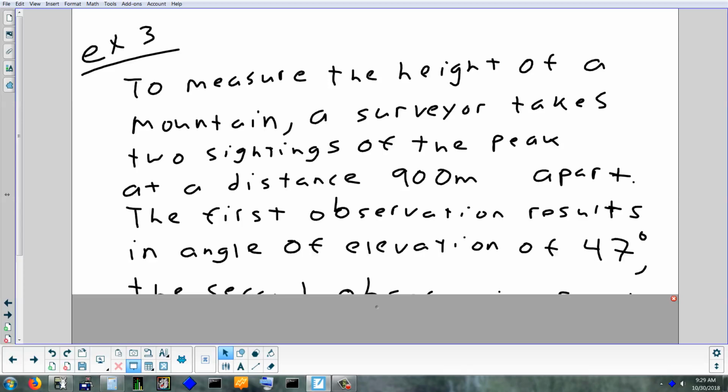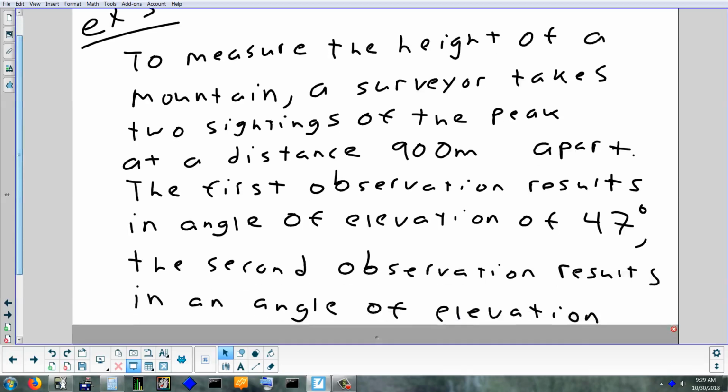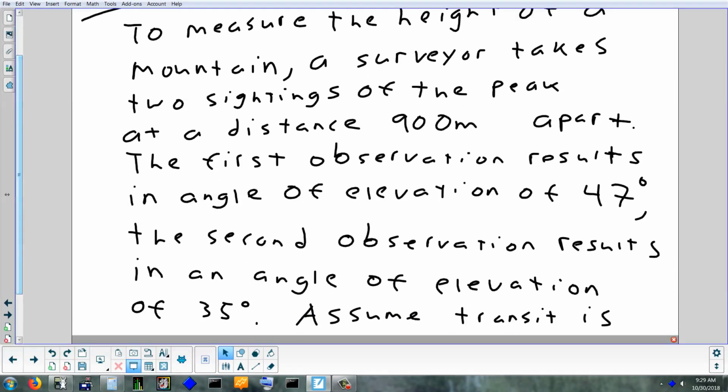So when we're closer, we get an angle of 47 degrees to the peak. And when we're further away, we get an angle of 35 degrees. So you can kind of shorten that. If you just want to say angle 1 equals 47, you don't have to write the second observation results in. You could just say angle 2 equals 35. So you can shorten that up a lot. It's up to you.